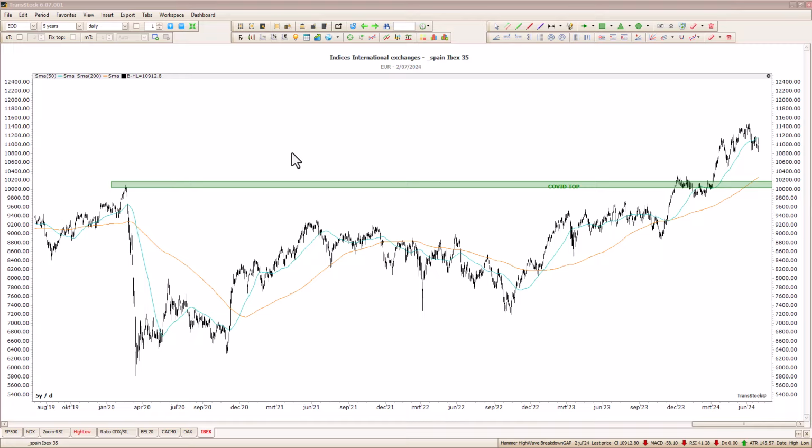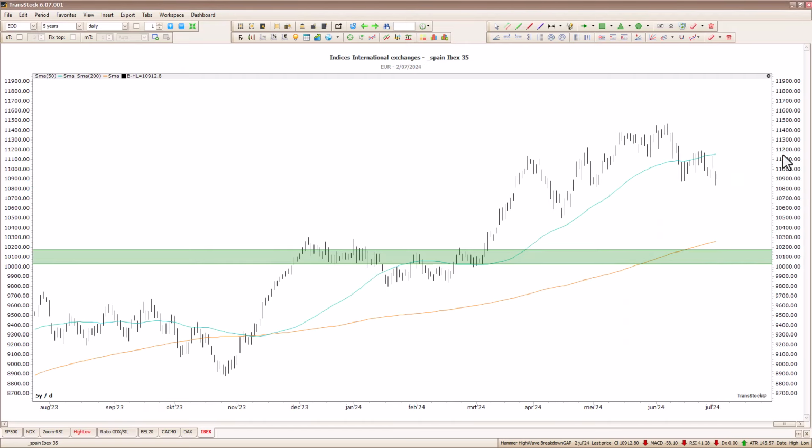And finally, the IBEX 35, the main index of Spain, finally broke the COVID top in March 2024. Like the DAX, the IBEX falls below its 50-day moving average. Zooming in to find support, I will use again the green rectangle. So we notice a first support zone around 10,800, next support zone around 10,500. Of course, this bigger rectangle is the COVID top, a really important support zone.